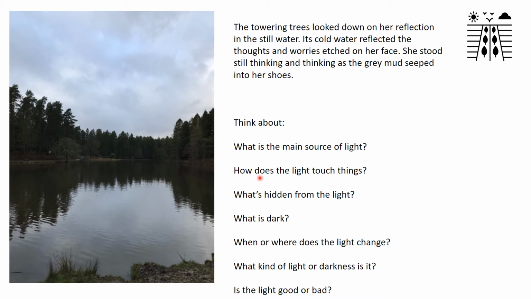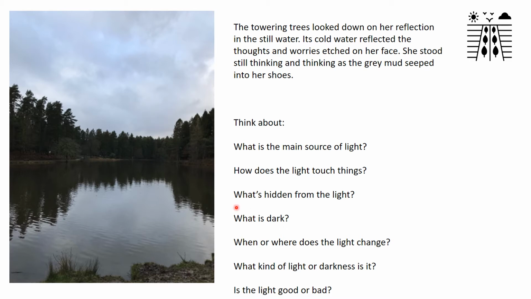And what does the light touch? So clearly when the light comes down, it's reflected on the water. And you can see that maybe a little bit through the trees. So it's coming down a little bit through the trees, but not so much. What's hidden from the light? So let's have a look. We've got this darkness, and if we look at the picture itself, we can see this idea of two things, the light here and the darkness here. So it splits the picture in half.